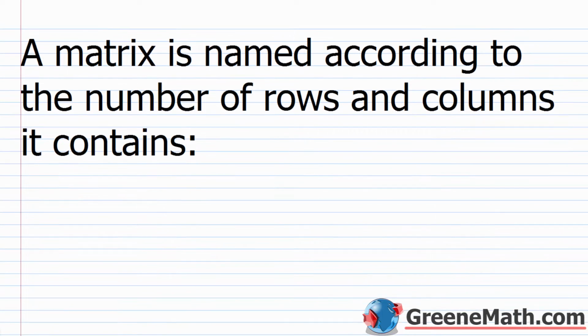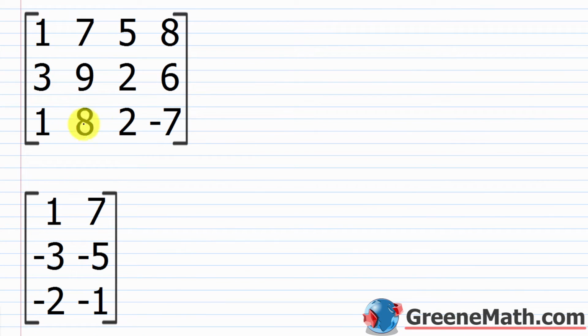As an example, if I see this matrix here, you see that you have 1, 2, 3 rows. So 3 is the first number. And you have 1, 2, 3, 4 columns. So 4 is the second number. So this is a 3 by 4 matrix. Similarly, with this one right here, you have 1, 2, 3 rows, and you have 1, 2 columns. So this is a 3 by 2 matrix.